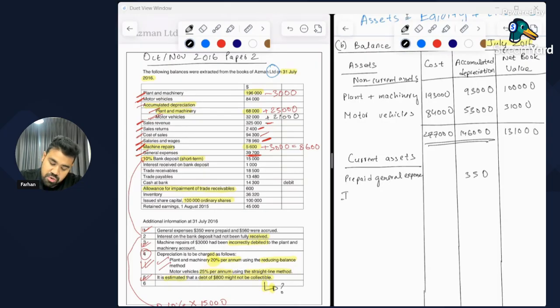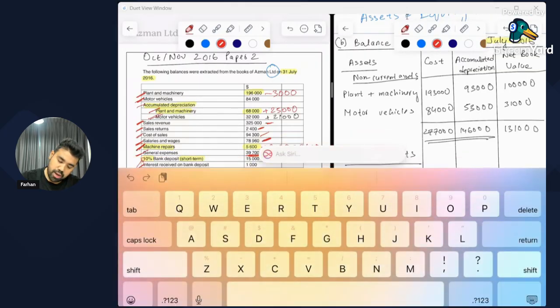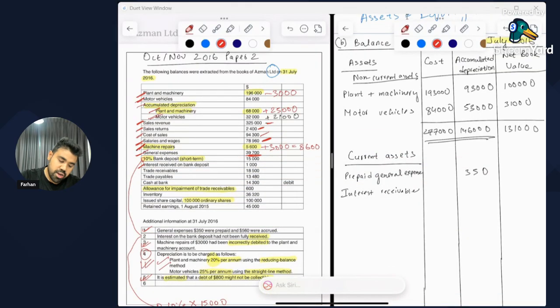And then we had interest receivable. If you remember, the total interest income that we expect to earn in this year is 1,500, right? Which is 10% of $50,000. But we have actually received 1,000, which means 500 is still left to be received. Okay? All right. So we have selected this. So interest receivable is 500. It's a current asset.